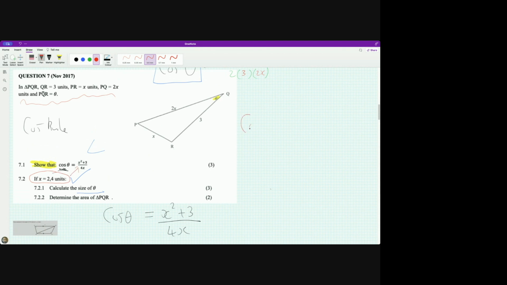So if we say the cos of theta is something squared plus 3 over 4 times something, and they tell us that x is 2.4, well, we can put that 2.4 here. Now, can you work out for me what this angle theta is, which is here and over there? I'll give you a moment or two to find out what that angle theta is.